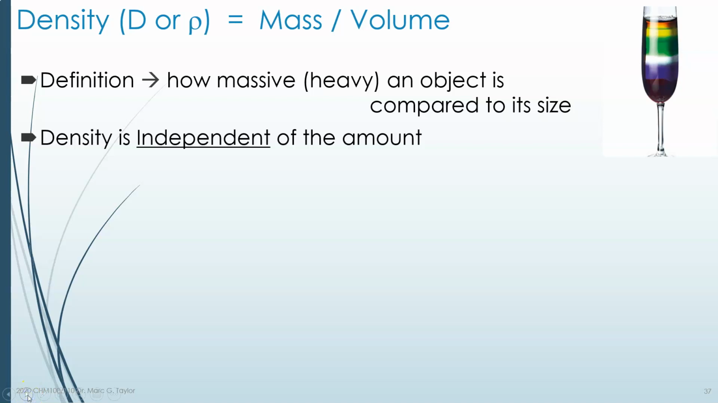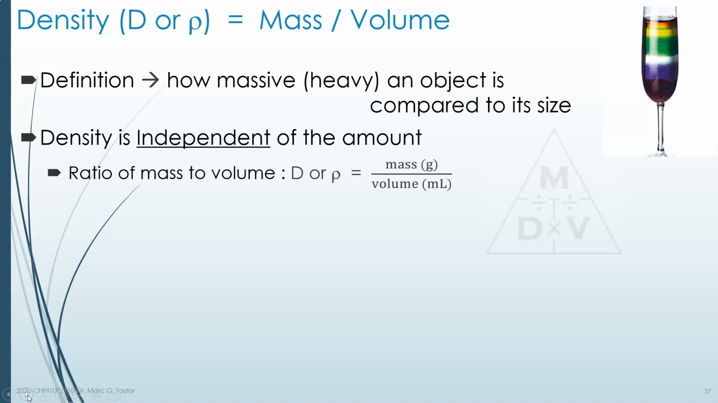And density is a quantity that is independent of the amount of that material. Because if you have a large object, you have more mass for a larger volume. And if you have a small piece of that material, you have a small mass for that small volume. But the ratio of those two remains constant. Therefore, density is independent of how much material you have of that same material.